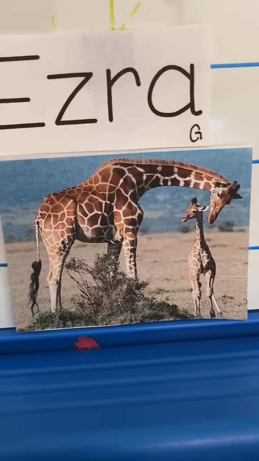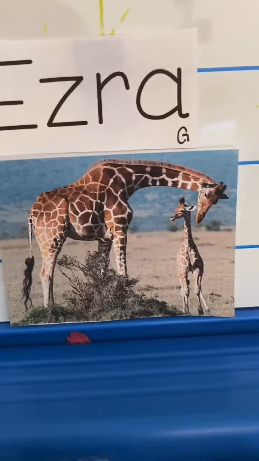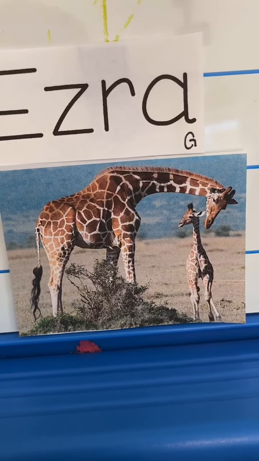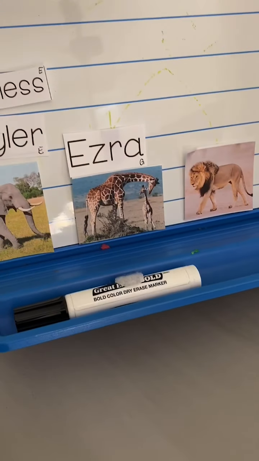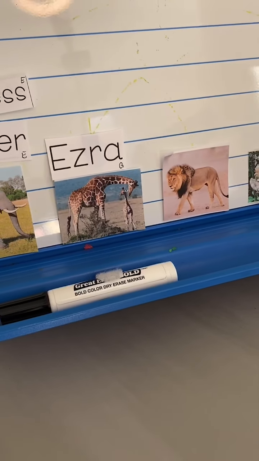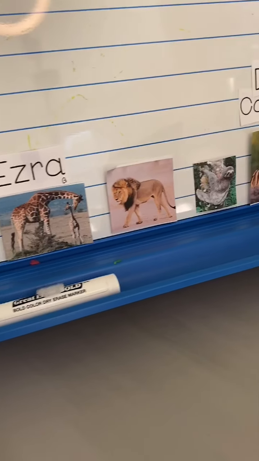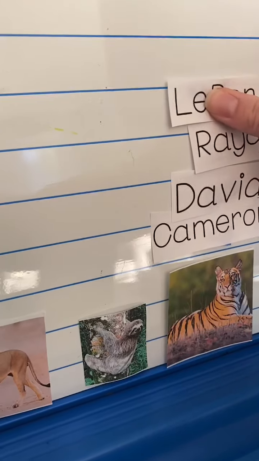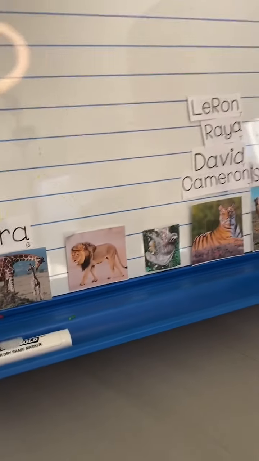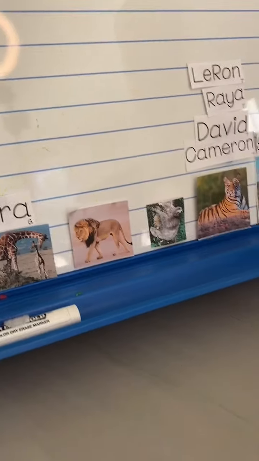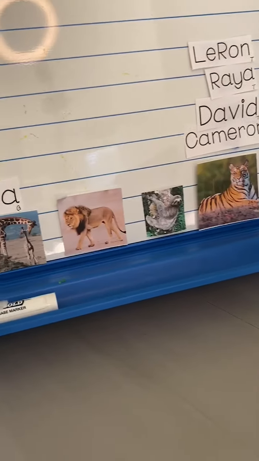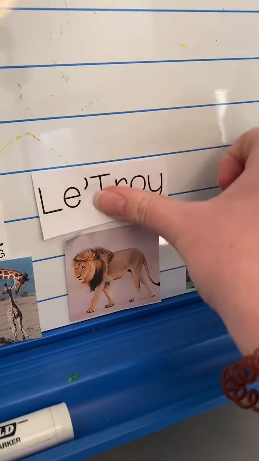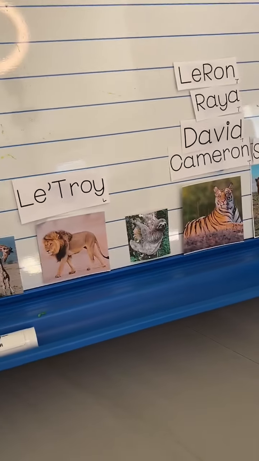What can you tell me about the giraffe? Giraffes are really tall. Now we're moving on to my friend LaRon. LaRon likes tigers too. Now we're moving on to my friend LaTroy. My friend LaTroy likes lions. What does a lion say?